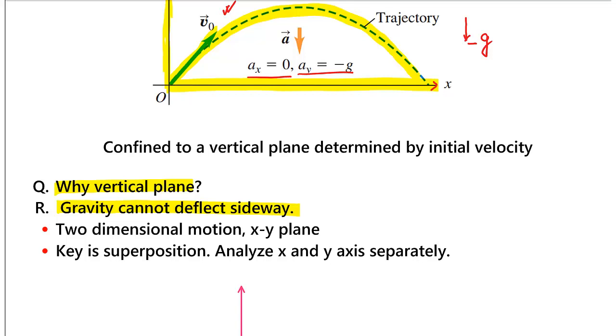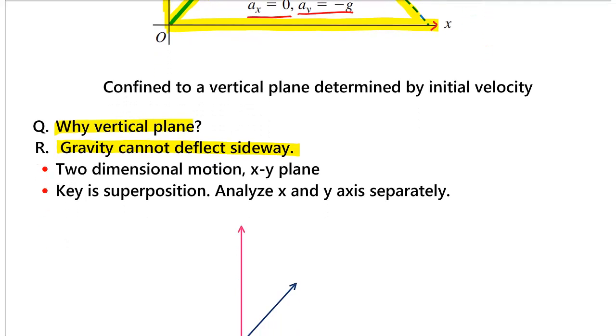Only two accelerations are present, ax and ay. In this case ax is equal to 0 because there is no force acting in the horizontal direction. We have assumed that air resistance or air force is 0, so that's why ax is equal to 0. ay is equal to minus g because we assume that the positive direction of the y-axis is in the vertical direction. Now how do we analyze such kind of motion?